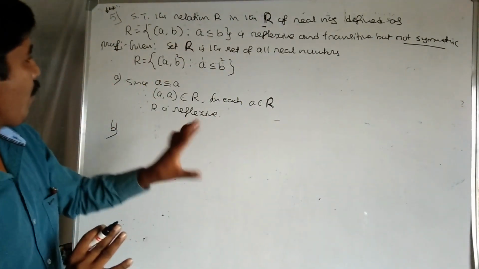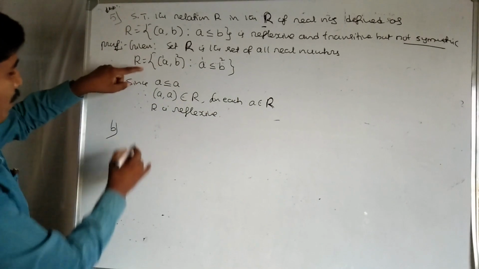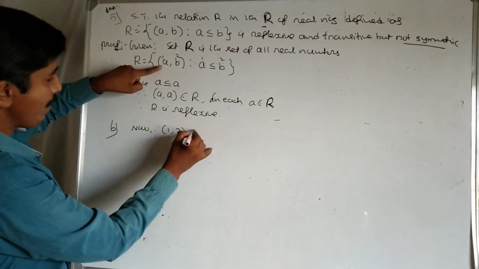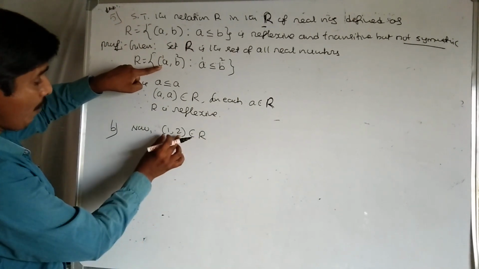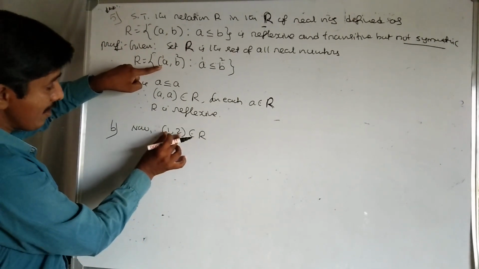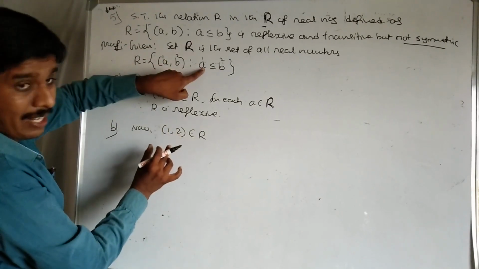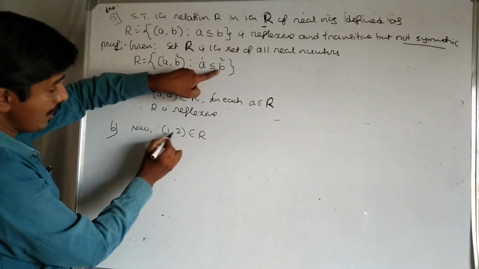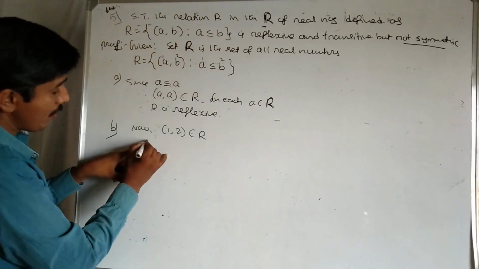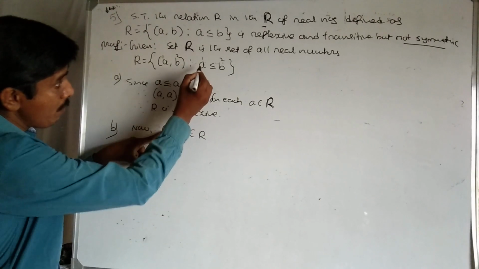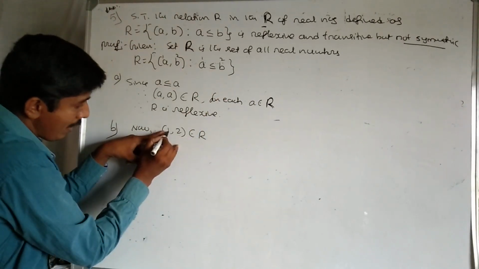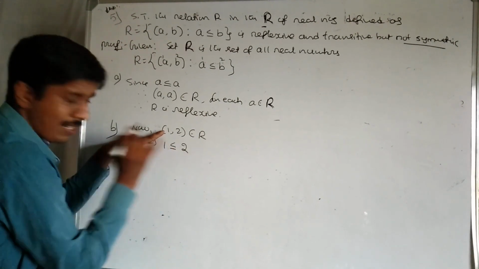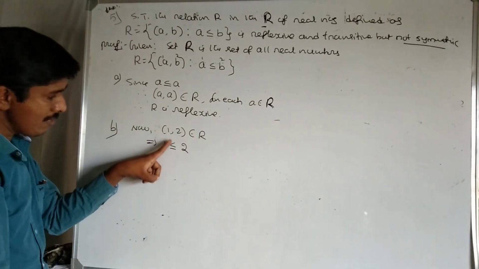How? Take one element satisfying this relation. Simple one I am taking: (1, 2) belongs to the relation. When we say that it belongs to the relation, it means the ordered pair satisfies this condition: the first element is less than or equal to the second element. Correct. (1, 2) belongs to the relation because the first one is less than or equal to the second one. 1 is less than or equal to 2.